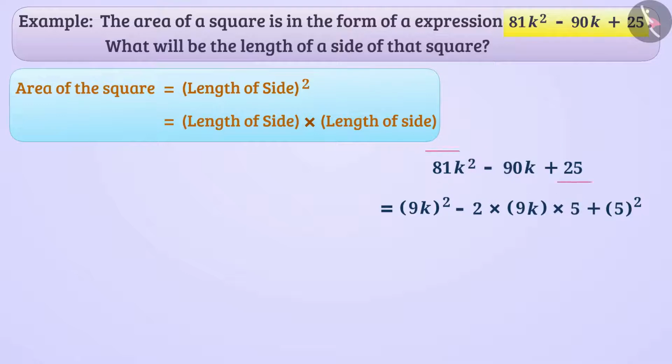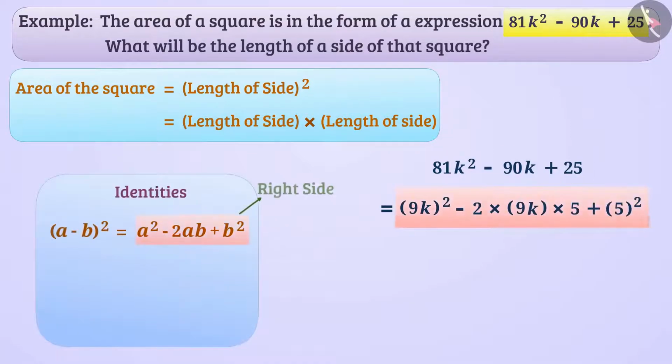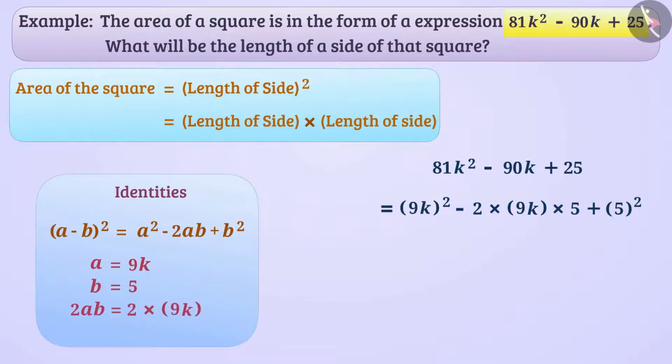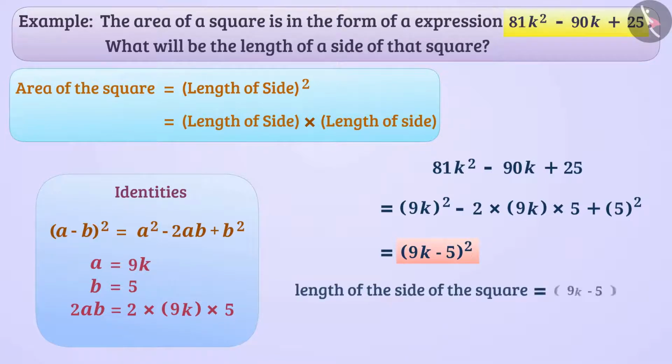We see that this expression corresponds to the right side of the identity (a minus b) whole square is equal to a square minus 2ab plus b square, where a is equal to 9k, b is equal to 5 and 2ab is equal to 2 multiplied by 9k multiplied by 5, that is 90k. Therefore, we can factorize this expression as (9k minus 5) whole square. That is, the length of the side of the square is 9k minus 5.